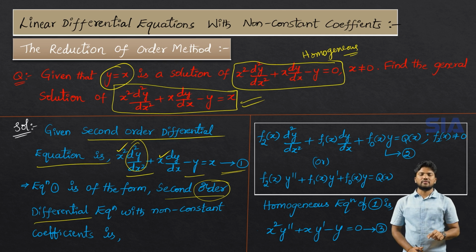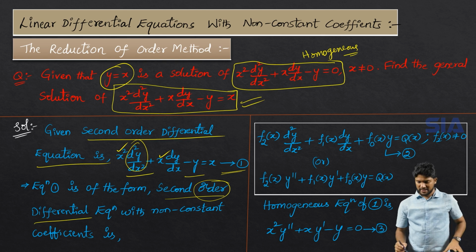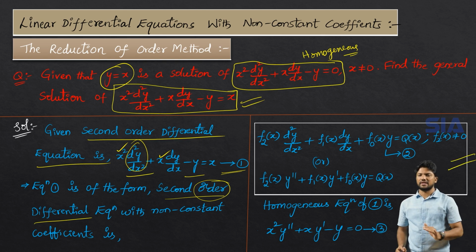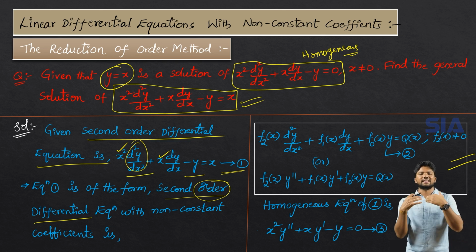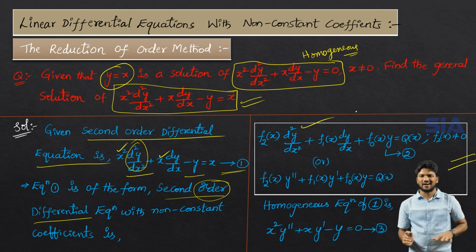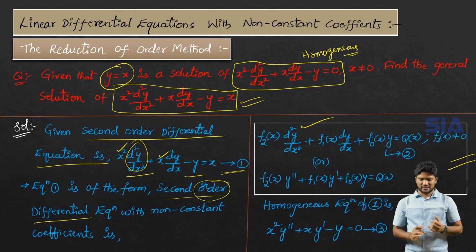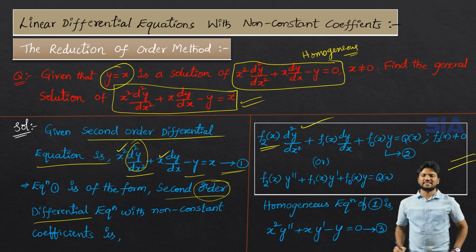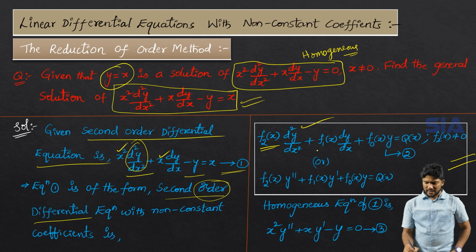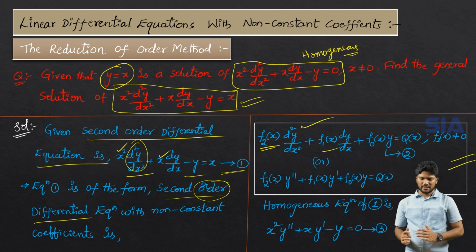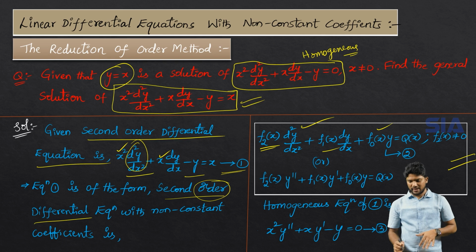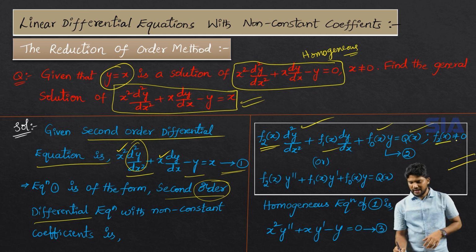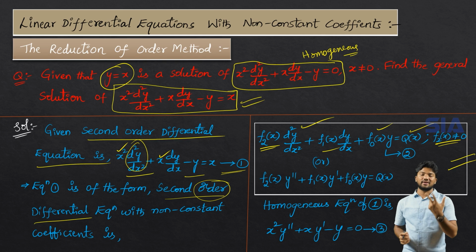Now this equation number 1, you have to compare with the general form of the linear differential equation with non-constant coefficients, mentioned in this box as equation number 2. The general equation can be of nth order, but in our problem we require only second order. So we are taking the second order general equation of the linear differential equation: f suffix 2 of x into d square y by dx square plus f suffix 1 of x into dy by dx plus f suffix naught of x into y is equal to q of x, where the leading coefficient f suffix 2 of x is always not equal to 0.